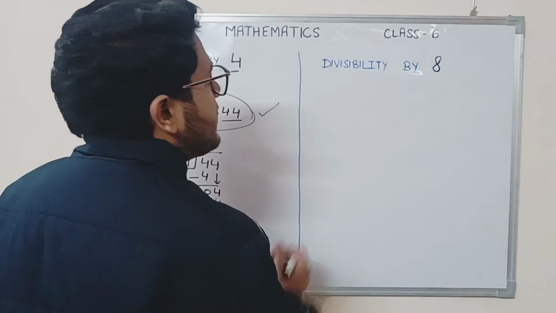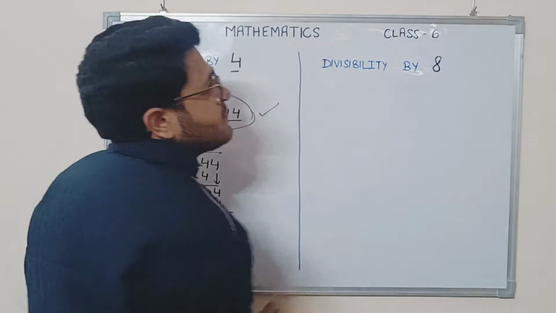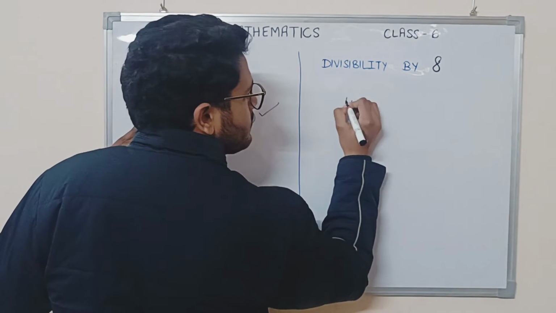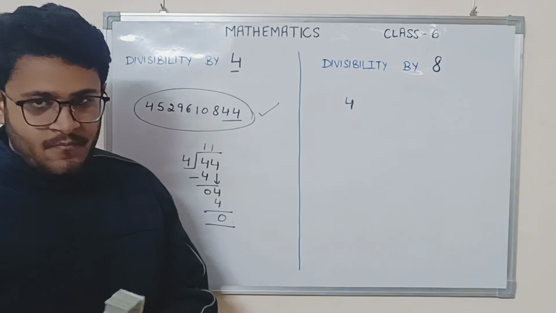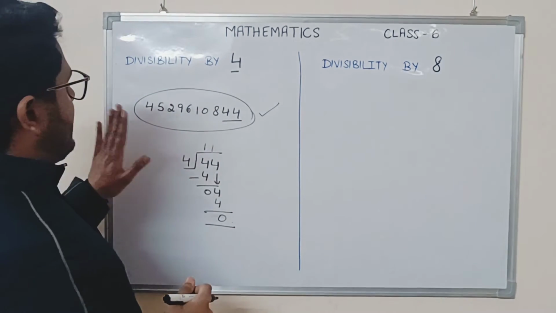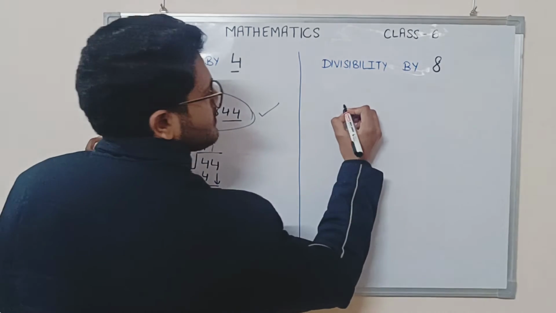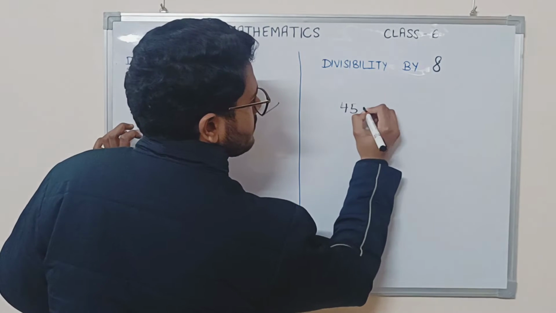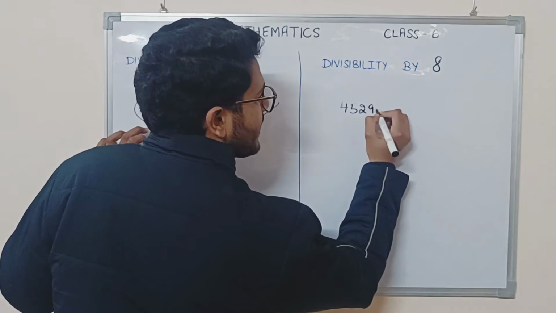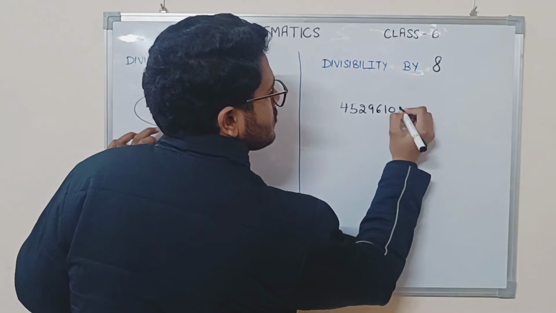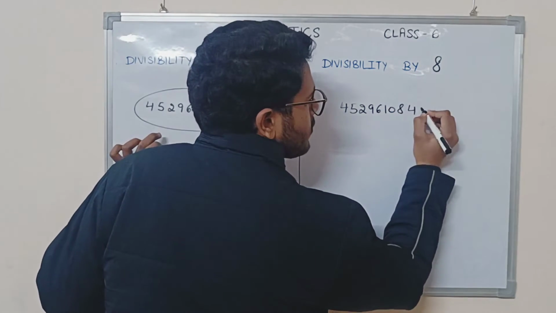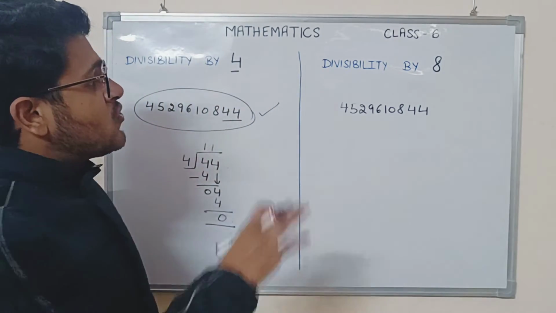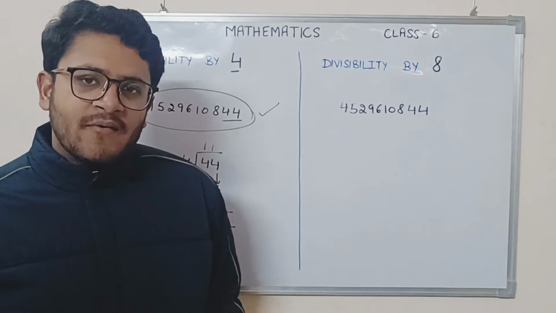Now let's continue with the divisibility by 8. Let's say for this same example the number is 452961084. Let's say we are given this number and we are asked to tell whether this number is divisible by 8 or not.